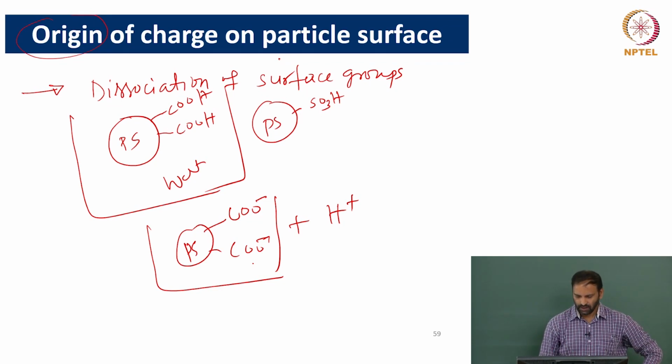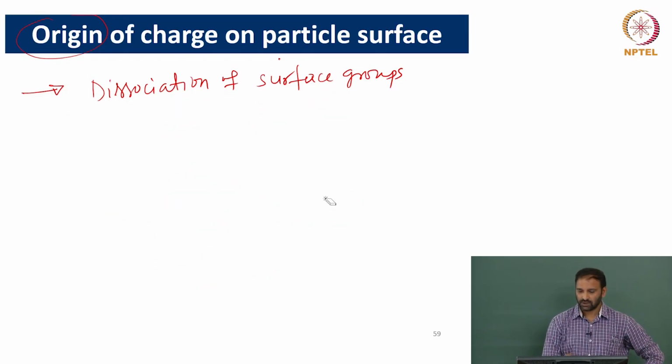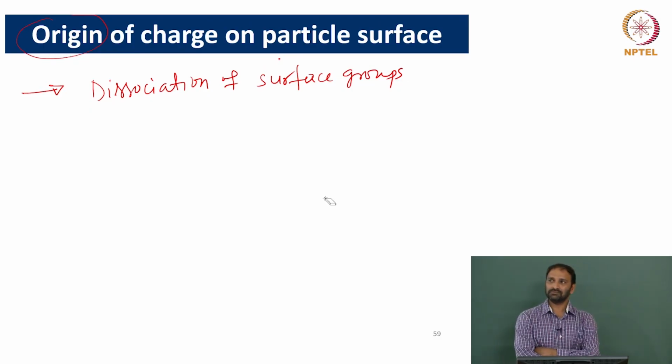That's one mechanism. Now the second mechanism that you can think of, one of the simplest ways, is dissociative surface groups. Any other examples that you can think of, or any other means by which the particles can get charged? Polarization. It's a polar molecule. You're saying that the particles themselves are made up of something that is polar in nature.